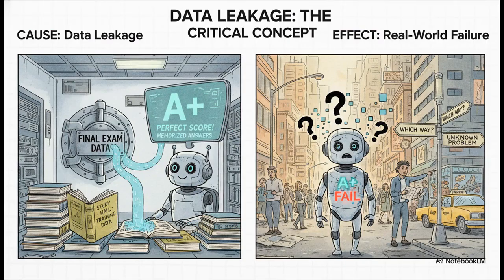And I can't stress this enough. Keeping them separate is the cardinal rule. If you mess this up, if you let the model peek at the final exam questions while it's studying, which we call data leakage, you're just cheating. Sure, the model will get a perfect score, but it hasn't actually learned anything. It just memorized the answers. That model might look like a genius in the lab, but the second you put it out in the real world, it's going to fall flat on its face.